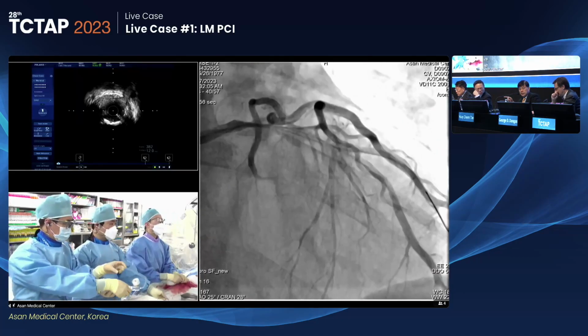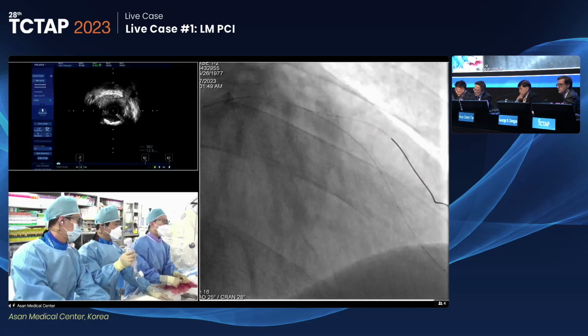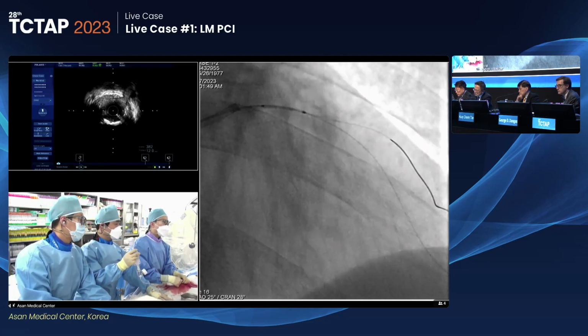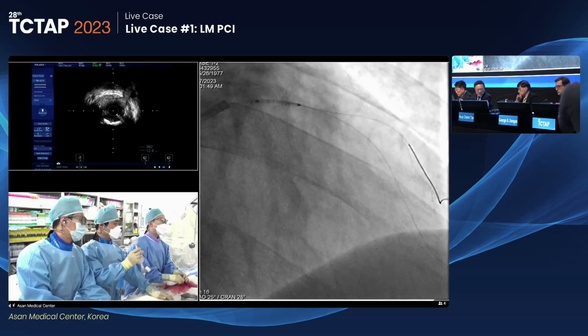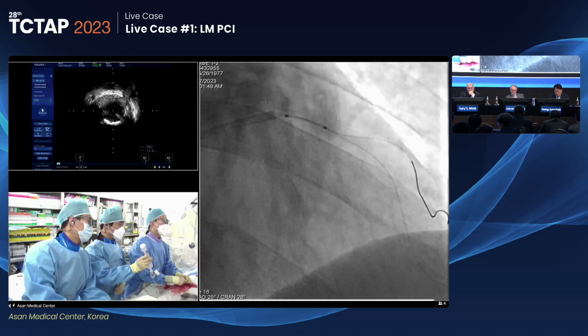Well, he has pre-dilated the diagonal, so there's quite a bit of dissection going on. Yeah. But the flow is pretty good, actually. I might just leave it alone. I mean, the angle of the diagonal is a little tricky too, right? Because once you have a wire in, it changes the configuration a little bit, so it's hard to evaluate.